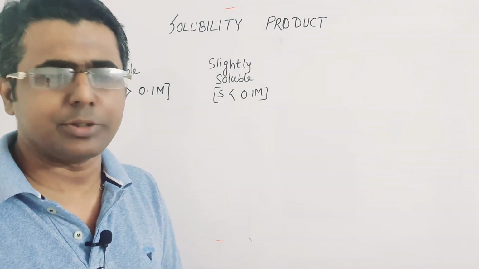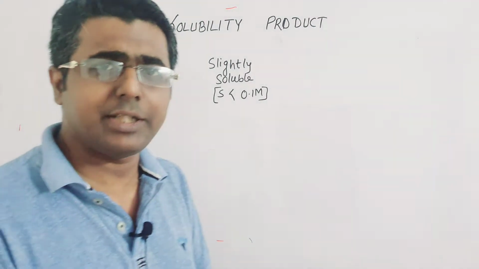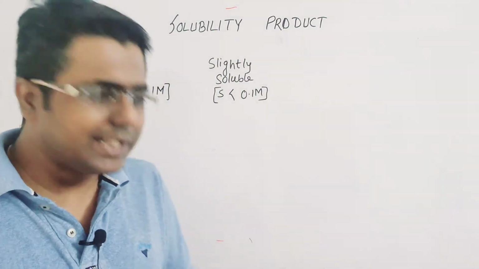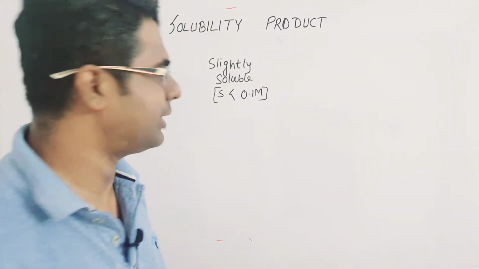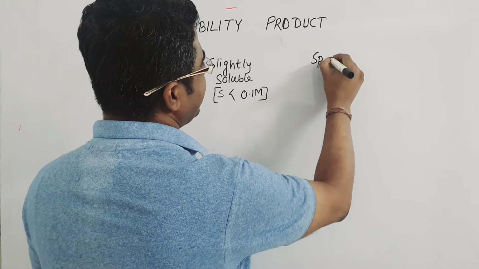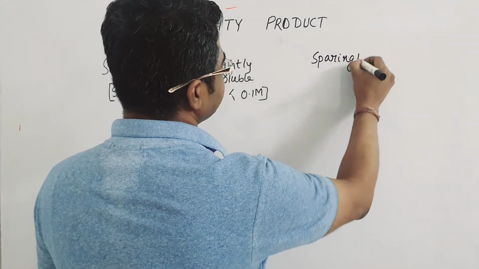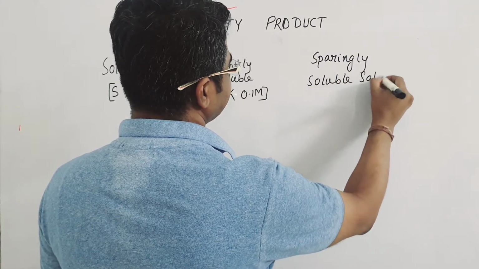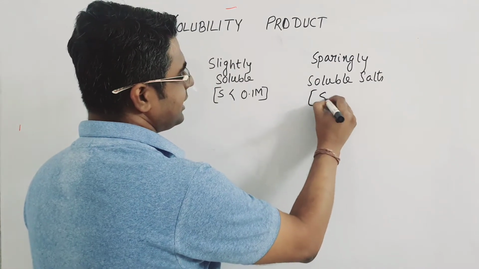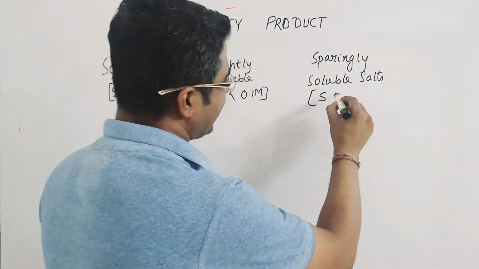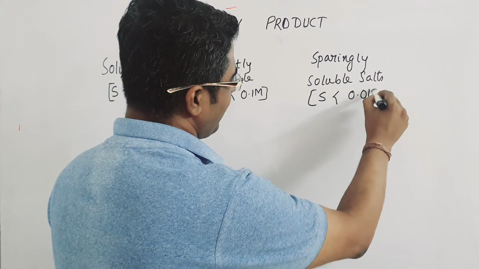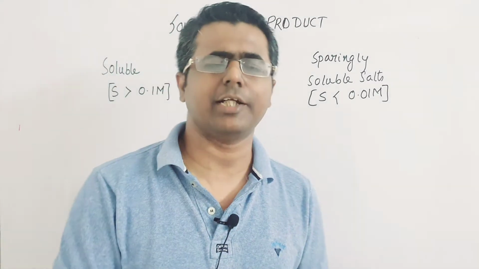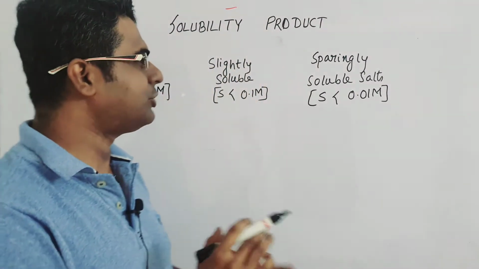So there must be some reason for it. It's not getting soluble at all. Does that mean that not even one atom or one molecule of that salt is dissociating inside water? Is it like that, or is there something else? What does this really mean? So, sparingly soluble salts means the solubility in this kind of salts will be less than 0.01 molar. That means almost insoluble. So what should be our point of study?